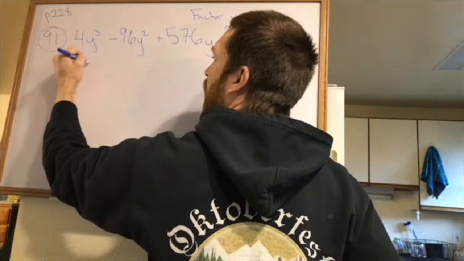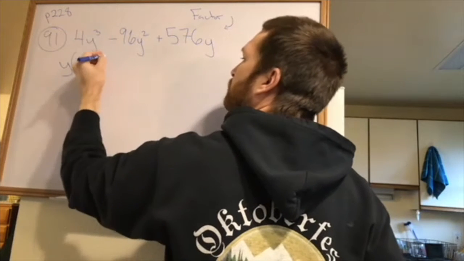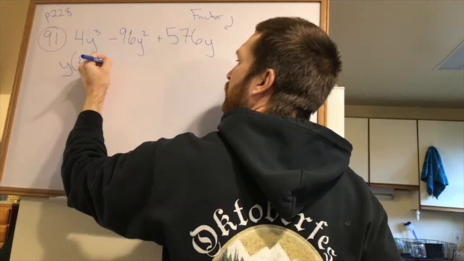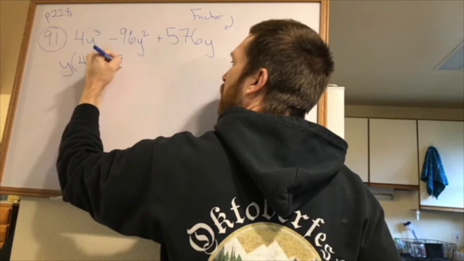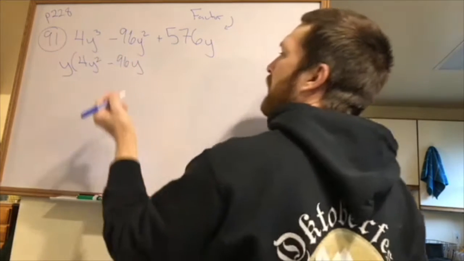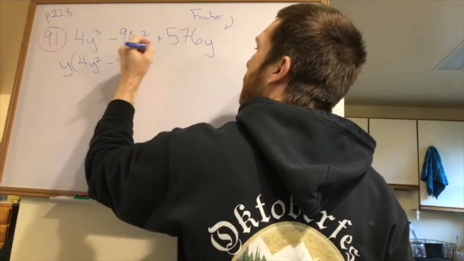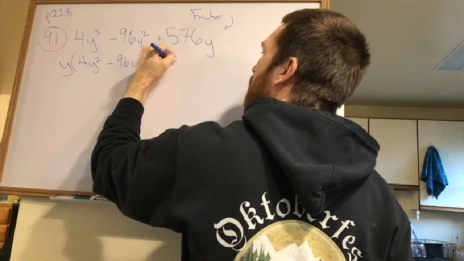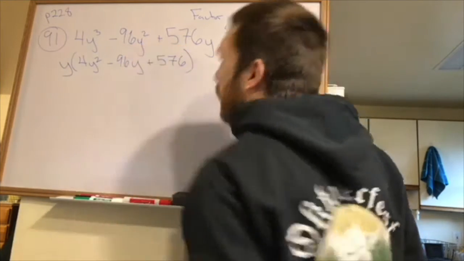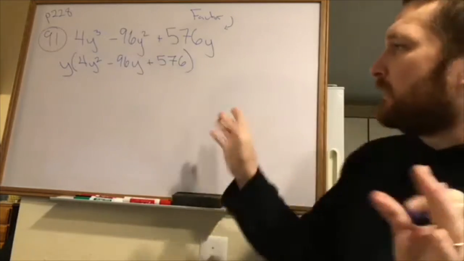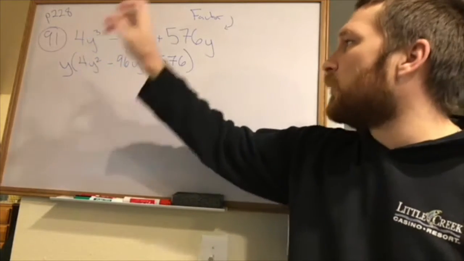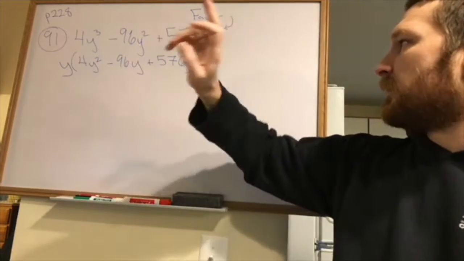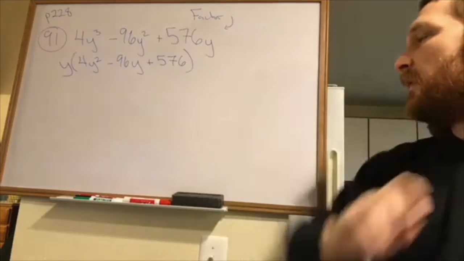4y squared. Okay, and then minus 96y. Yep, and then what? Plus 576. Yes. Okay. Now, when I look at this, I think, okay, I have a quadratic, right? I have a variable squared, a variable to the first power, and then no variable.